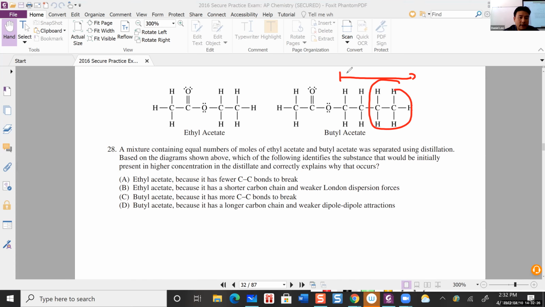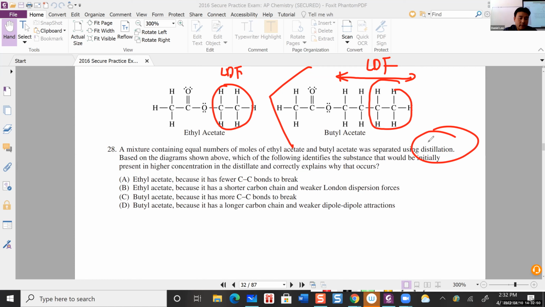They have more nonpolar hydrocarbon, so they have greater dispersion than the guy on the left. Everything else is identical. So that means intermolecular force-wise, the guy on the right is stronger because it has more London dispersion. That's my guess, right? A mixture containing equal moles of both is separated by distillation. Now, distillation separates by boiling point. The one with the lower boiling point would vaporize out and get collected first. So the guy on the left will boil out first, and the one with the higher boiling point boils out later, okay?